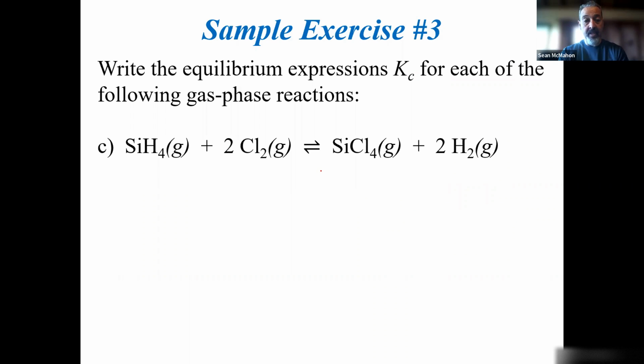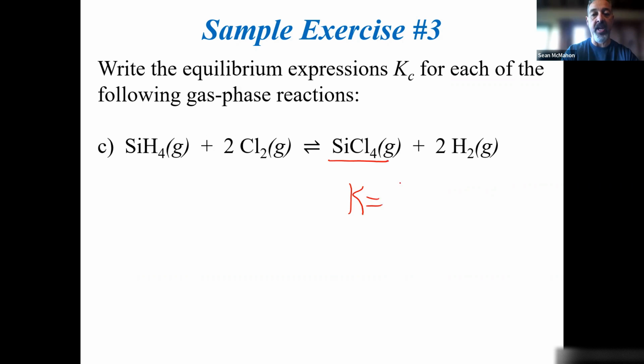Now this is a little more complicated, right? We're not having these combination reactions or decompositions. Now we have kind of a single displacement reaction here. It's still the same thing. K equals products over reactants.